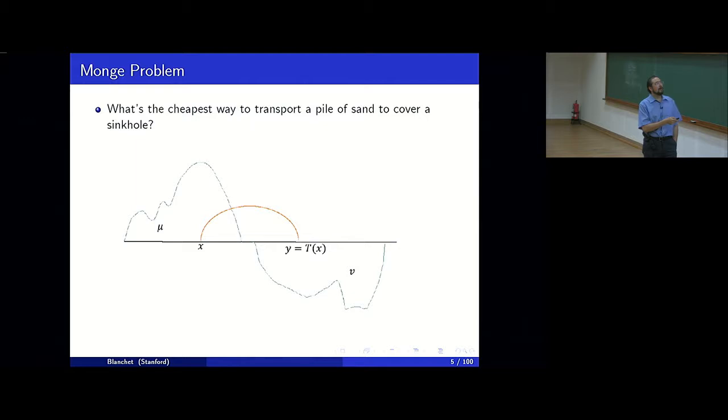You are going to compute the cost of transporting x to y according to some cost function, for example the distance. So you are to find this transformation T: you tell what x is and you send it to y. By saying that you need to transport the whole pile of sand to cover exactly this sinkhole, you are making a statement about the profile of this density function. So I'm going to assume that the pile of sand is normalized to have mass 1, and the sinkhole is normalized to have mass 1 as well.